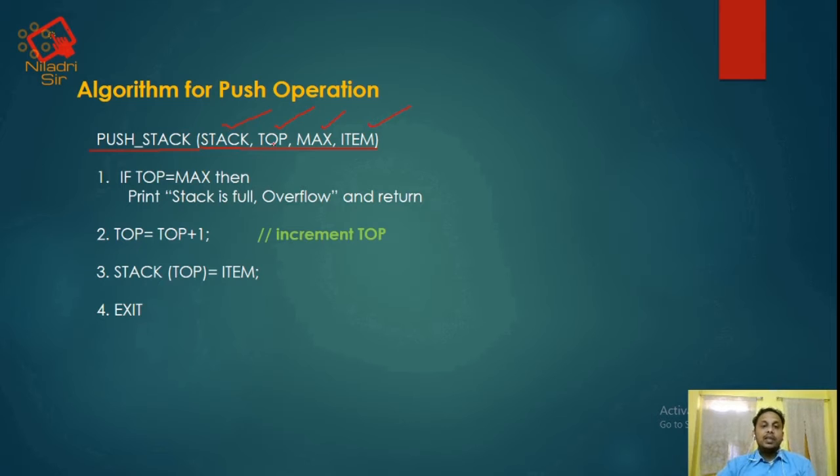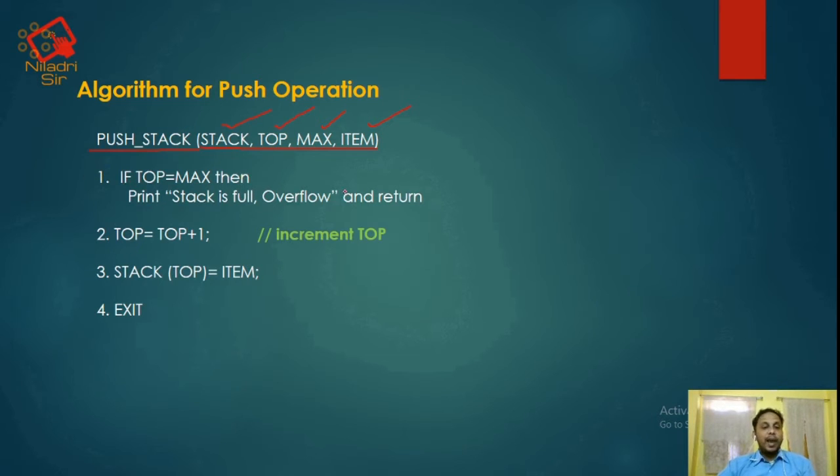Okay, top is the topmost element of the stack. Max is basically the maximum number of elements that can be inserted into the stack. That means how many elements can be stored in the stack. And item is the element we want to insert, that is, which element we want to push into the stack. Okay. So this is step 1.